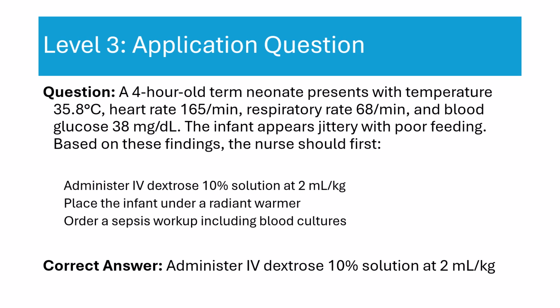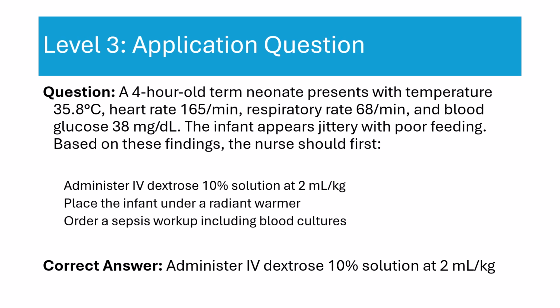This is a classic application question. Notice how we're presented with a specific clinical scenario, a 4-hour-old with multiple findings including hypothermia, tachycardia, tachypnea, and hypoglycemia. The question asks what you should do first. This is applying your knowledge to determine the priority intervention. The key identifier is that you're given a real clinical situation and asked to apply your knowledge to manage it. You need to recognize that while this infant has multiple issues, cold stress, possible sepsis, hypoglycemia, the critical value is the blood glucose of 38 milligrams per deciliter with neurological symptoms, jitteriness.